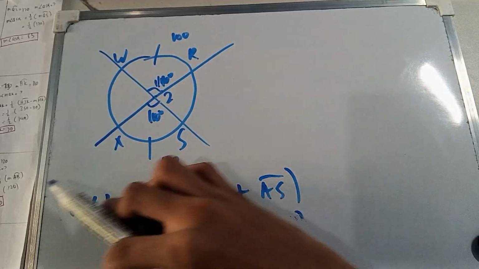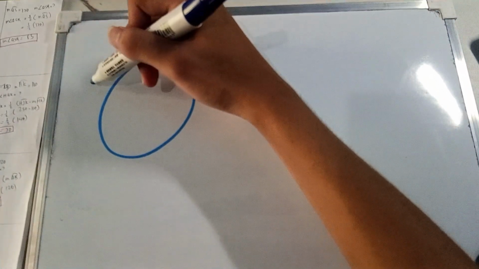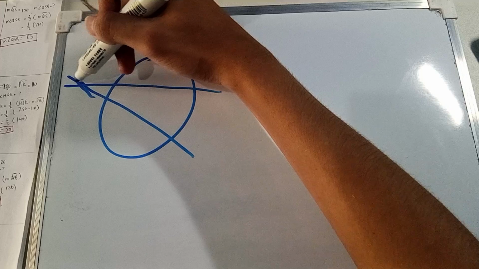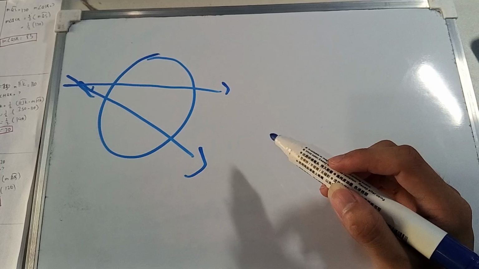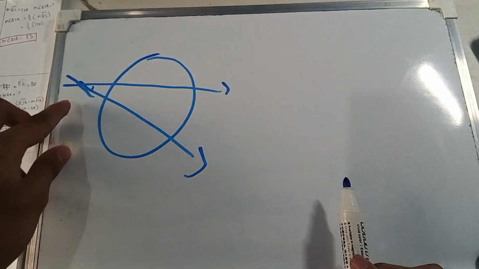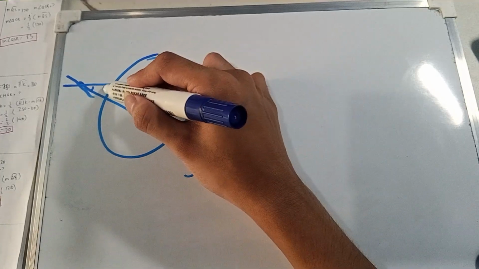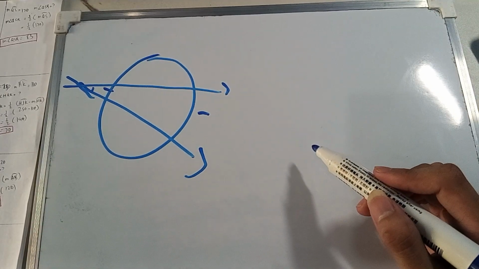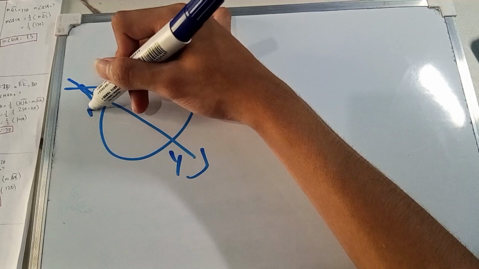So let's move to our next theorem. Now, if two secants intersect outside of the circle, the formula is almost the same. But in this case, since the intersection of the two secants is at the exterior of the circle, we will subtract the two intercepted arcs. Okay, so let's say this is x, this is y, this is n, and this is m.